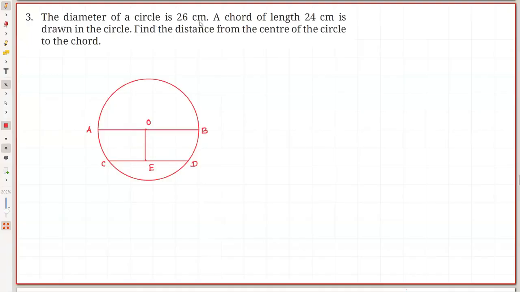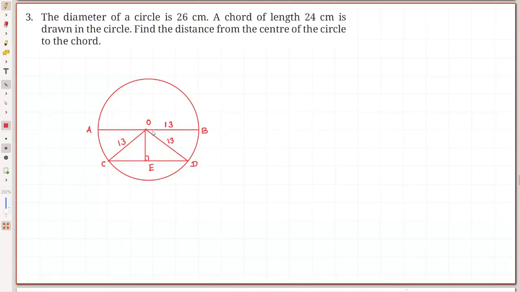The diameter is given as 26, so the radius will be half of 26. 26 divided by 2 gives 13. This is the radius, so OC is also a radius, 13 centimeter, and OD is also a radius, 13 centimeter. Automatically this will form 90°. You can say OE is the perpendicular.